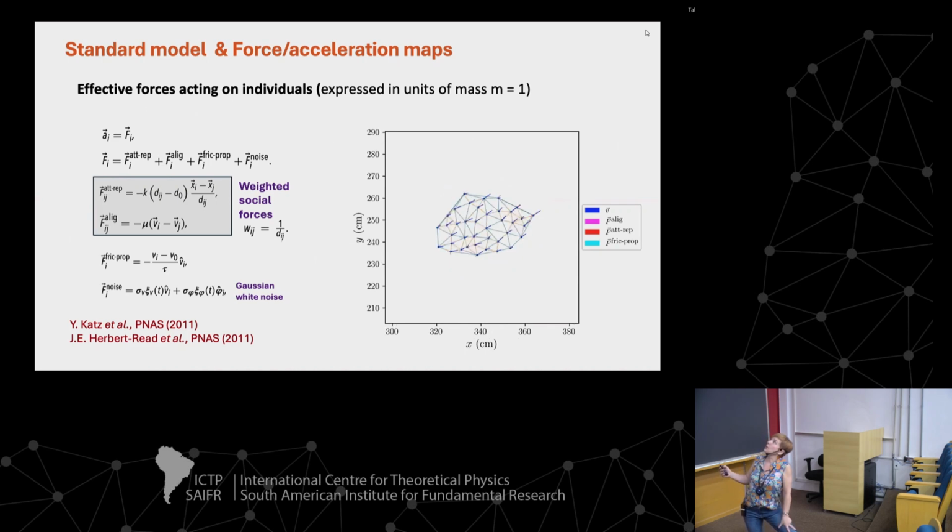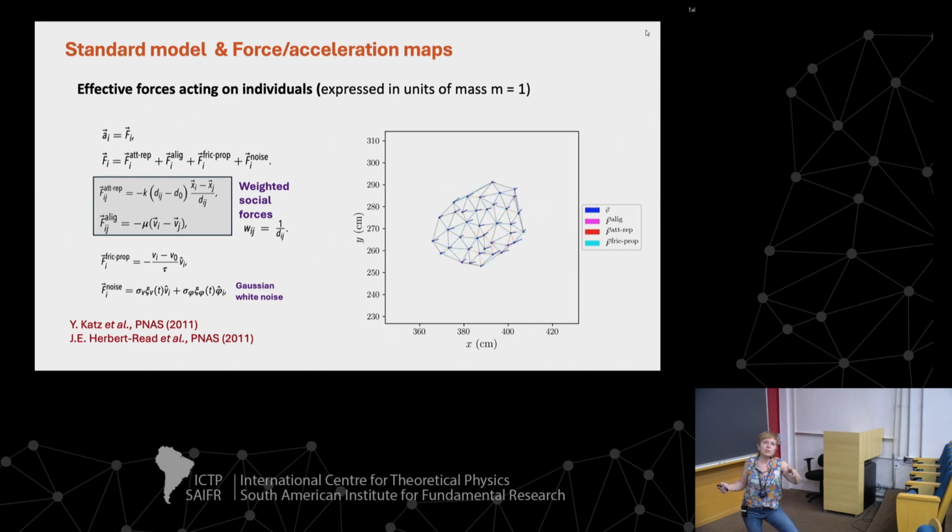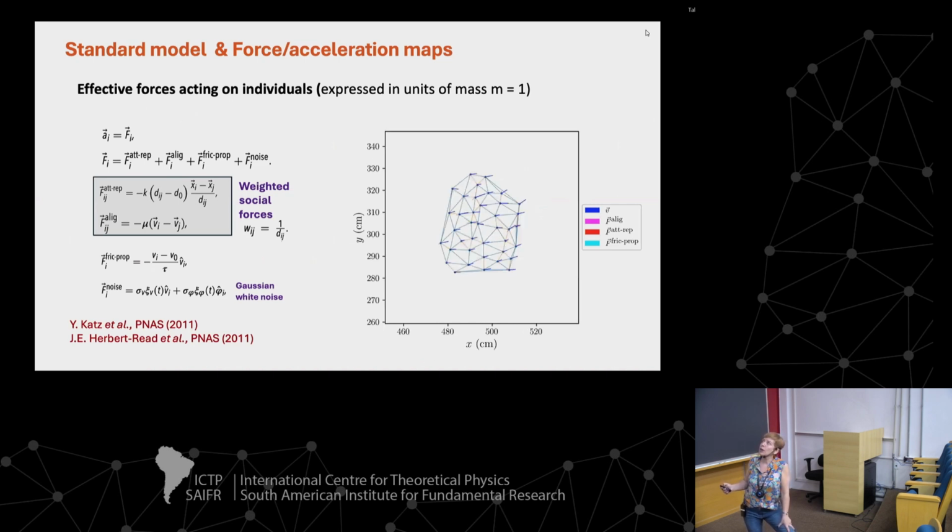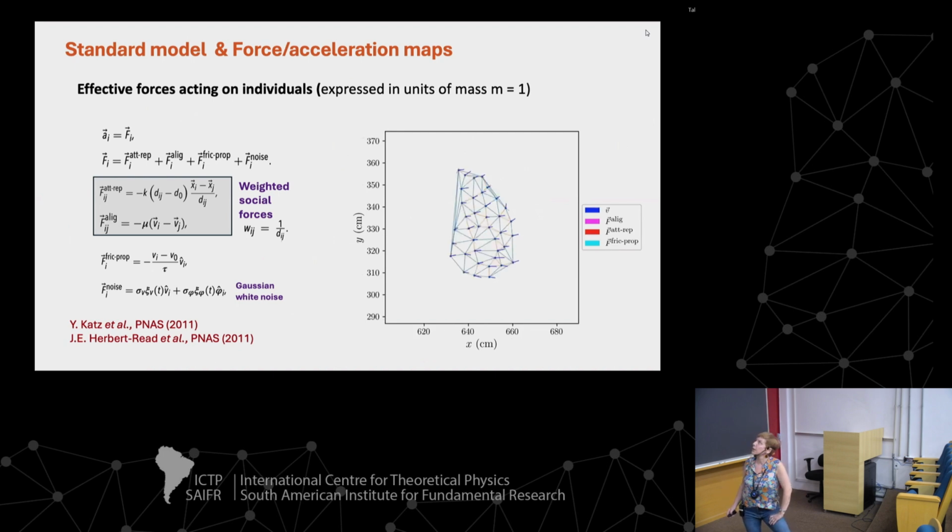Acceleration mass is going to be considered equal to 1. Forget about it. We can just include it into the time unit. Acceleration is equal to the sum of forces that each individual is feeling, and all these forces are there. So the attraction repulsion that I'm going to explain in a moment, the alignment force, which is represented here, and then the friction propulsion, which is the typical drag force that you will feel by the fact that you are moving inside a fluid that is viscous, and then the noise, as I was telling you yesterday.